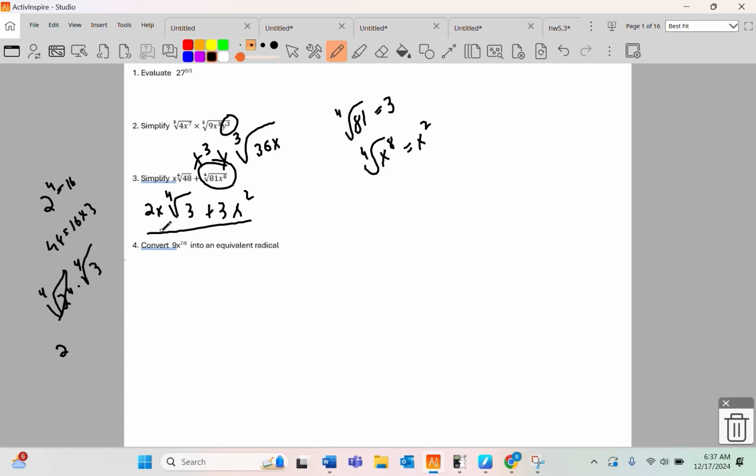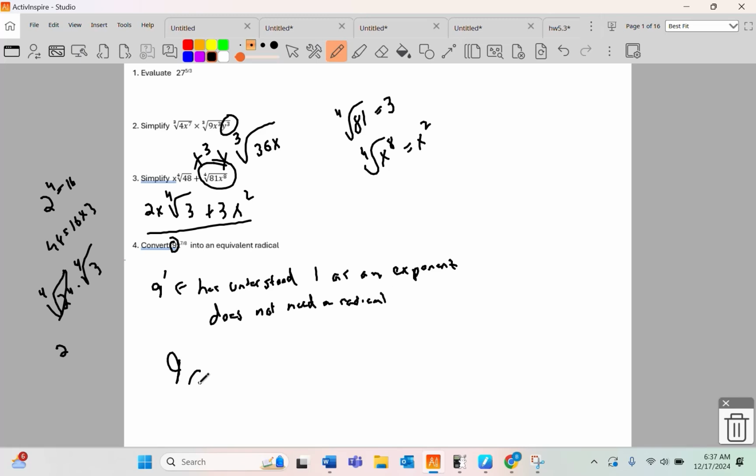Convert 9x to the 7/8 into an equivalent radical. Pay attention to this. The 9 has the understood 1. You got to understand the understood 1 as an exponent. It does not need a radical. Also, some of you guys still haven't quite got this down, but anyways, and then I'm sick, so if I'm not making any sense when I talk, I'm sorry. But the roots go in the bottom and the power is up top, and this guy has that understood 1. So it's sitting outside of a radical. It doesn't need the radicand.